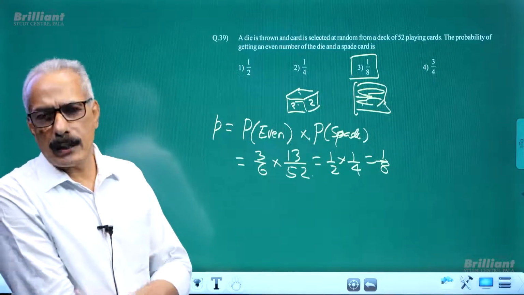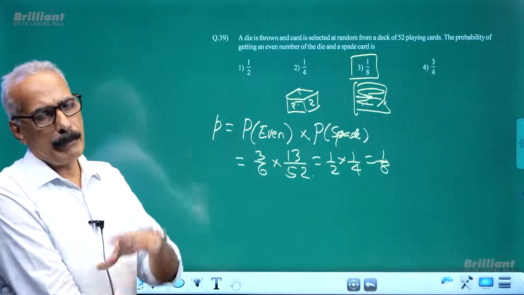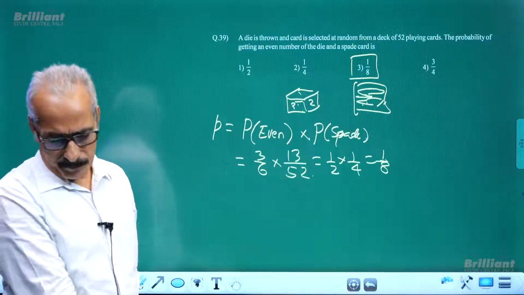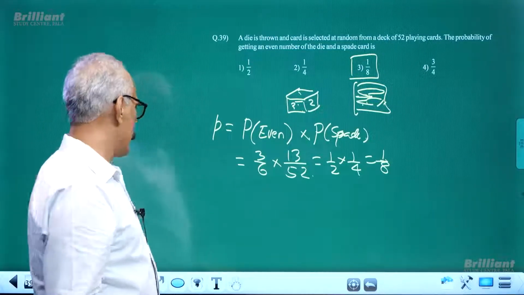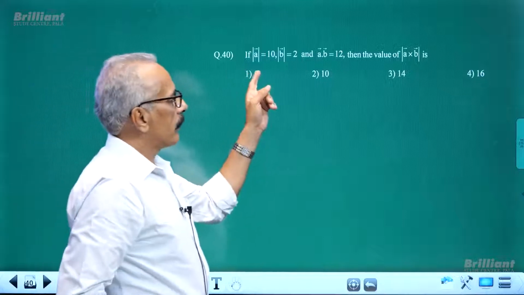Probability of even number in the die into probability of spade from the deck. Independent, so P(A) into P(B). Well, 39, 3 is your answer. On to question 40. Vector again.